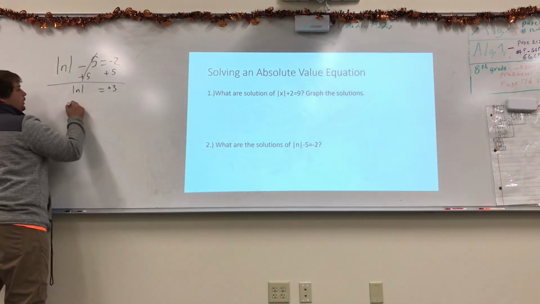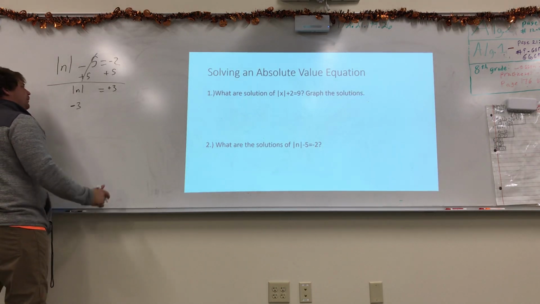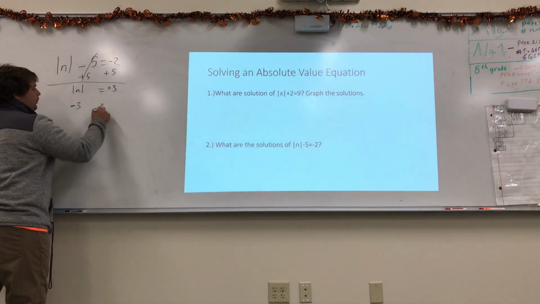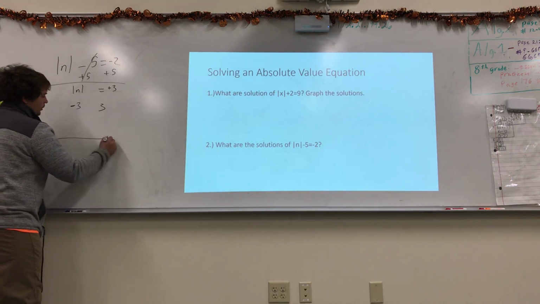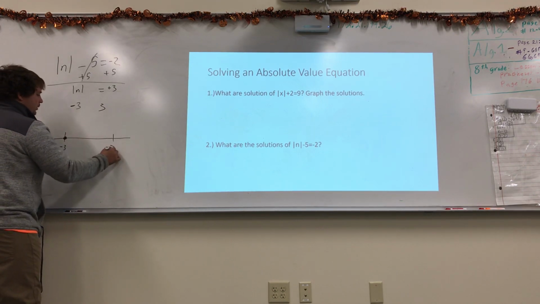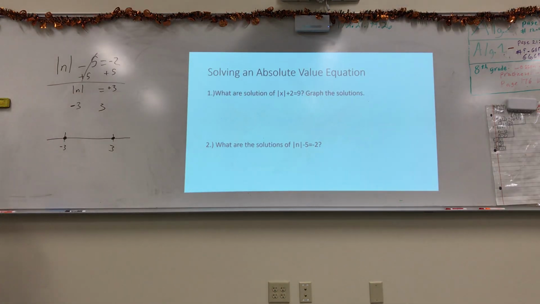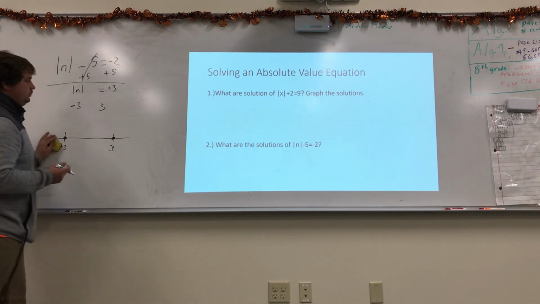Okay, once again, we can have a negative 3 because if we put a negative in there, it has to come out positive. Or we can have regular 3. Graph it. You get negative 3, a dot there, and a 3 here. There we go. We have something going on here now.